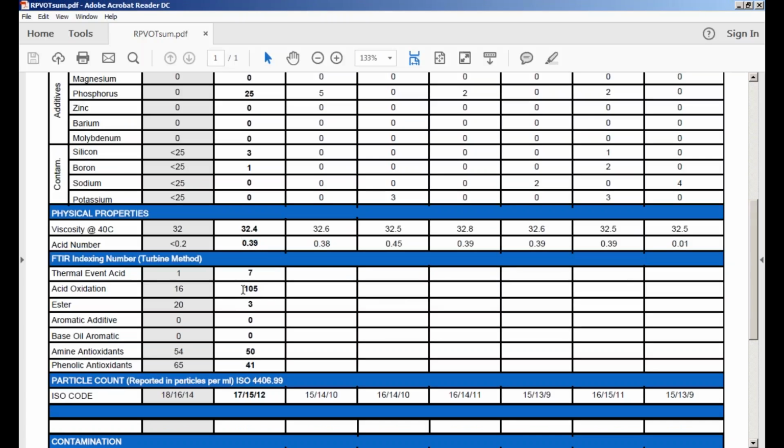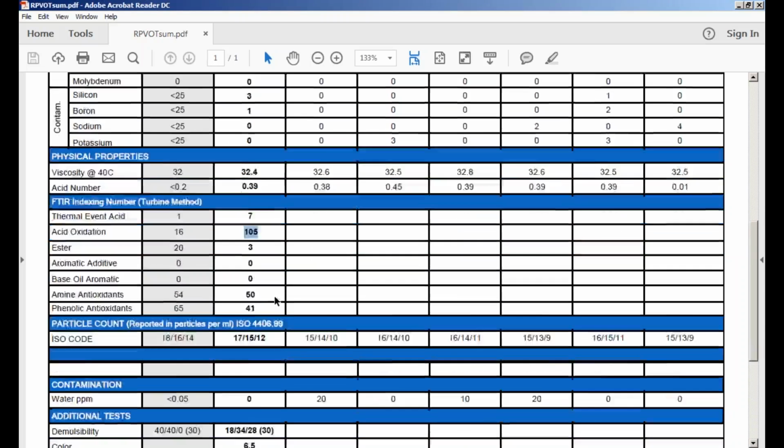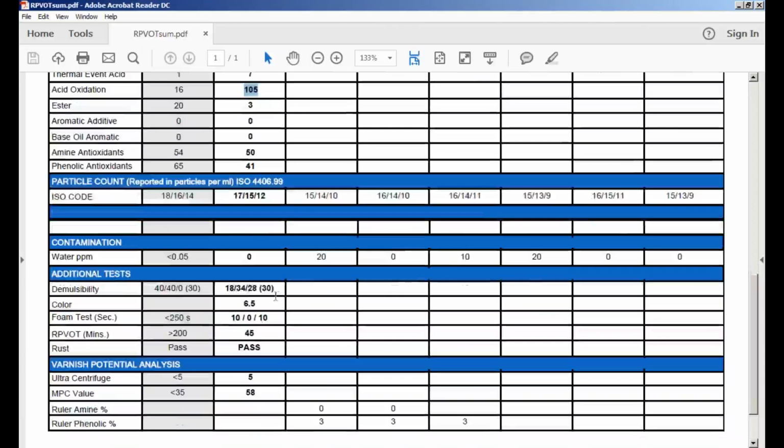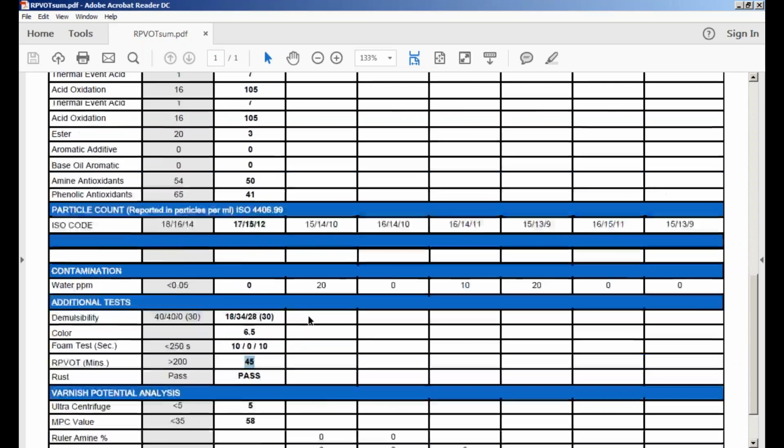Here on our IR, we even see an issue. Here our acid oxidation number is at 105. So we have high acid oxidation. Those are kind of telling the same story. It fails the emulsibility, which isn't a surprise. Remember that as our oxidation byproducts increase and things become a little bit more acidic, we're going to have a hard time separating from water. That's what happens here. It doesn't have a foaming problem. And here's our failing RPVOT at 45.